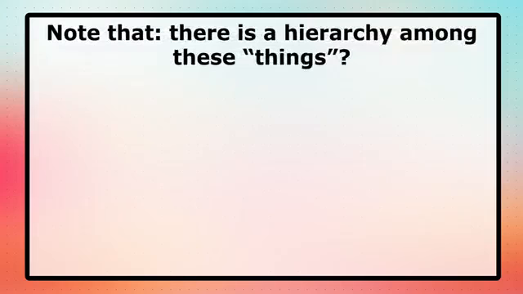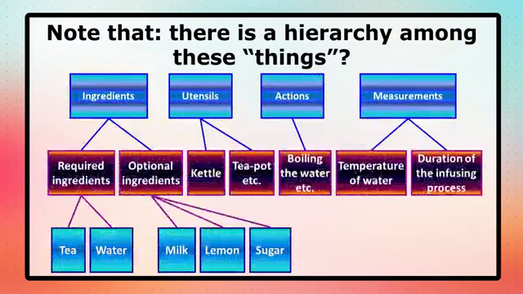Note that there is a hierarchy among these things. Ingredients: there are two types of ingredients, required ingredients and optional ingredients. Tea and water are required.